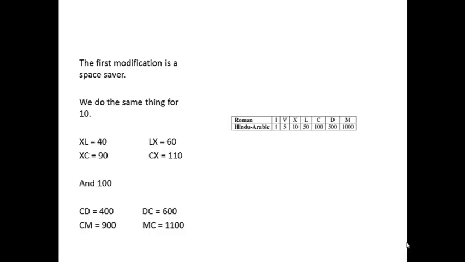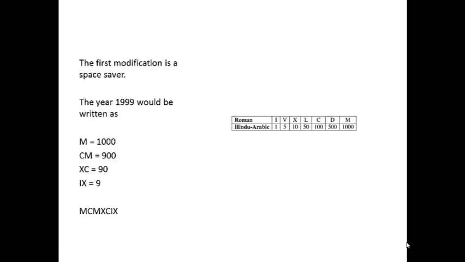If we write CD, that is out of order. C is 100, D is 500. So we are subtracting 100 from 500 for 400. DC, the regular order would be 500 plus 100 for 600. CM, the C is out of order, should follow the M, so this tells us that we're subtracting the C from the M, the 100 from the 1,000 for 900. In the ordinary order, it would be MC, which is 1,000 plus 100 for 1,100.